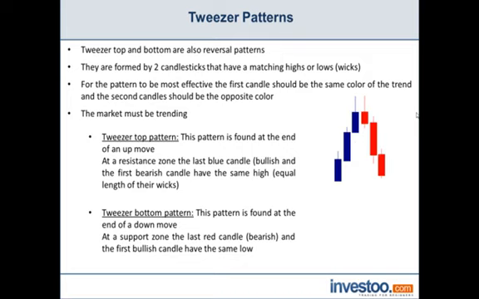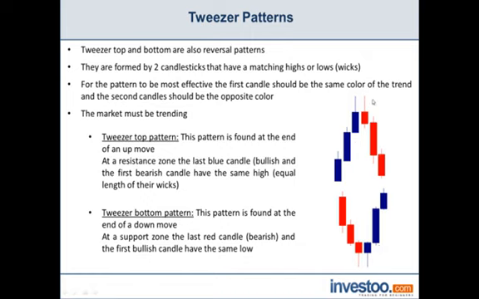At a support zone, the last red candle or bearish candle and the first bullish candle have the same low. As you can see here, we move all the way down here, and we made this low with the last red candle. And the next candle, which is the second candle of the pattern, is a bullish candle that has the same low, meaning that we have a double rejection of this support zone and a reversal is in play.